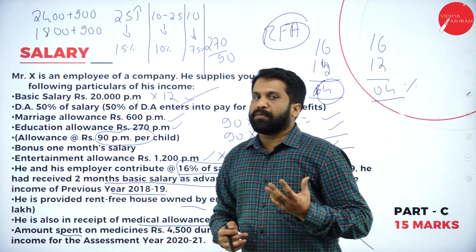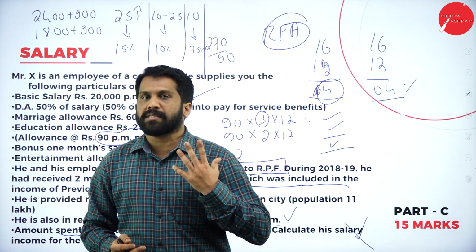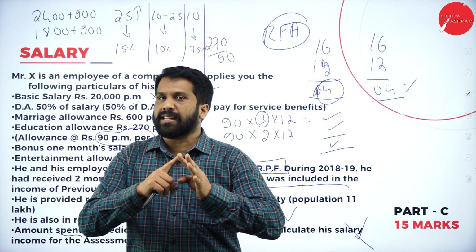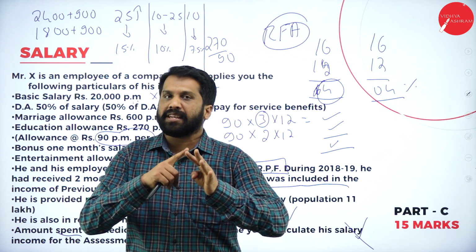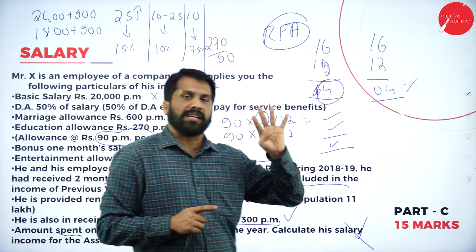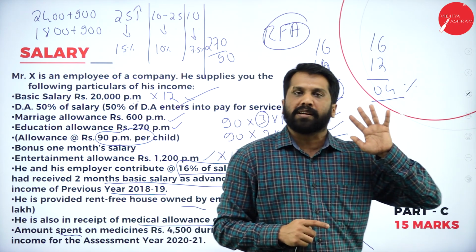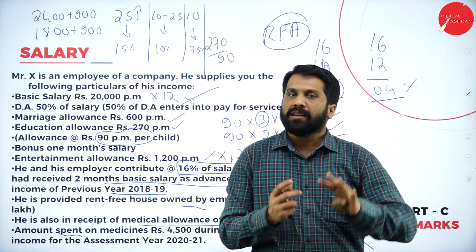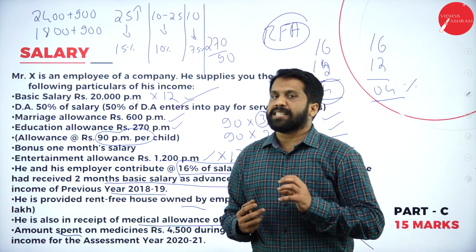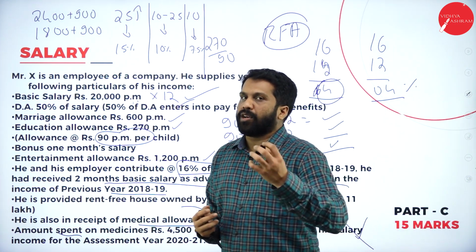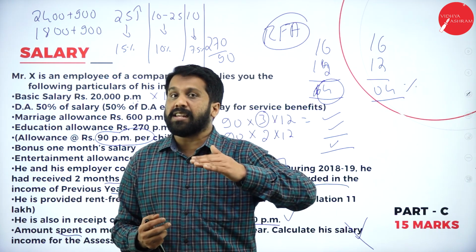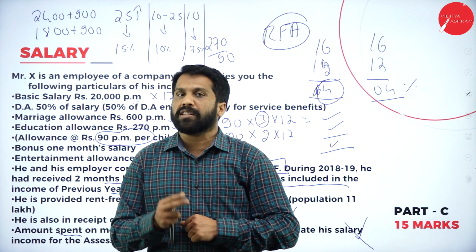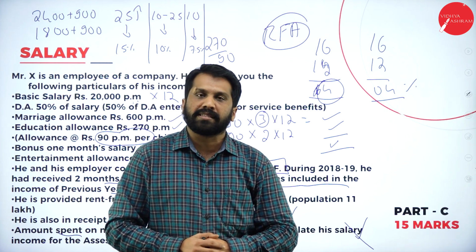When do we take 40%? When do we take 50%? Whenever the places are Chennai, Mumbai, Kolkata, Delhi, CMKD, we go with 50% of salary. Other than this, we go with 40% of salary. What is a salary actually? Salary means your basic plus DA. DA must be part of the salary, and with commission if there is a percentage on sales.